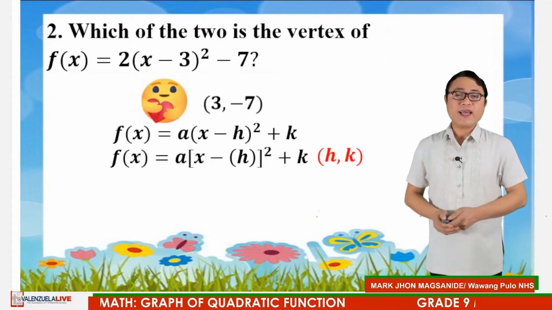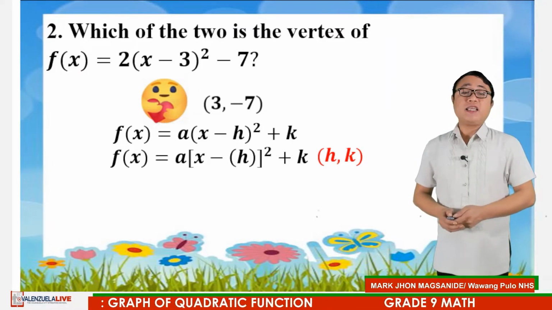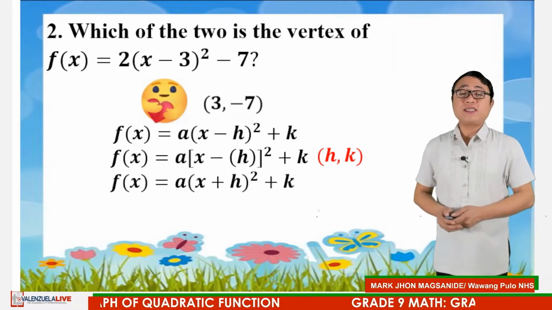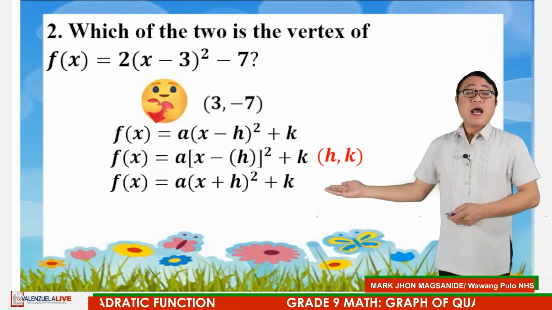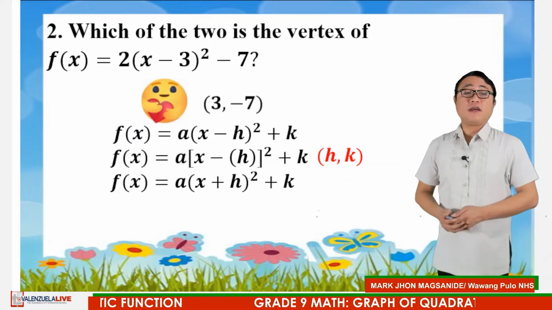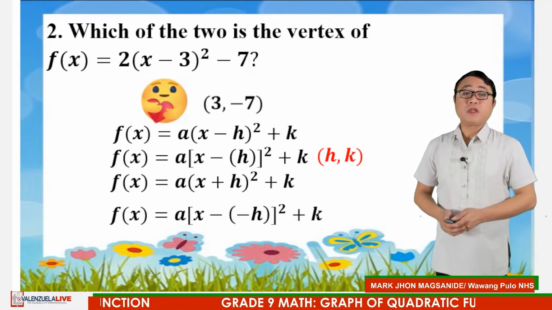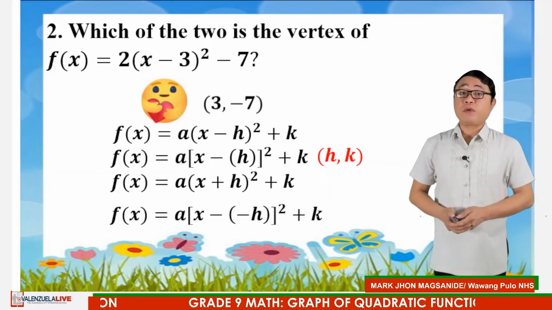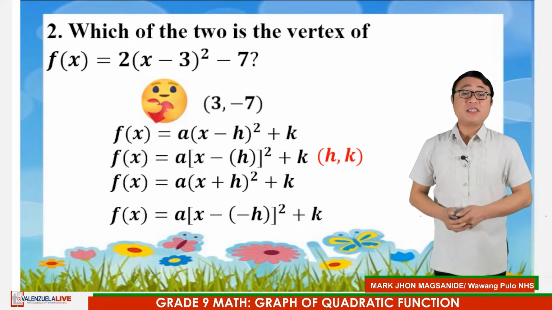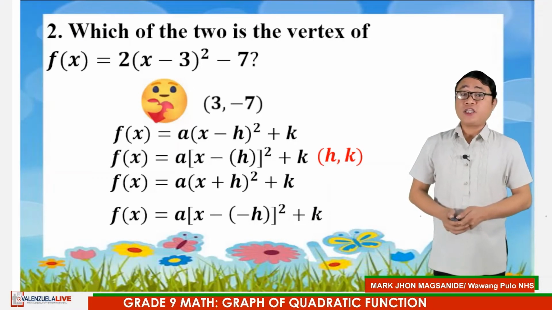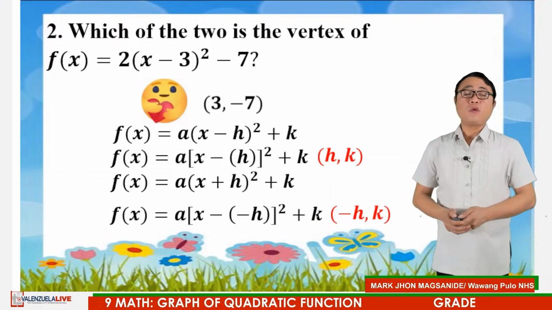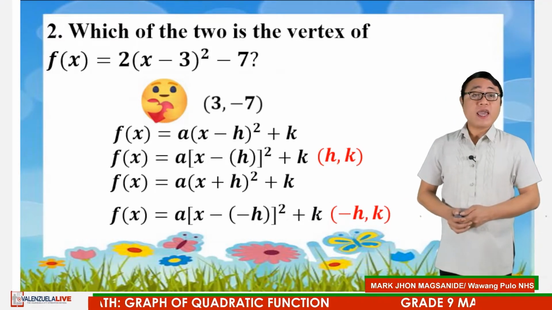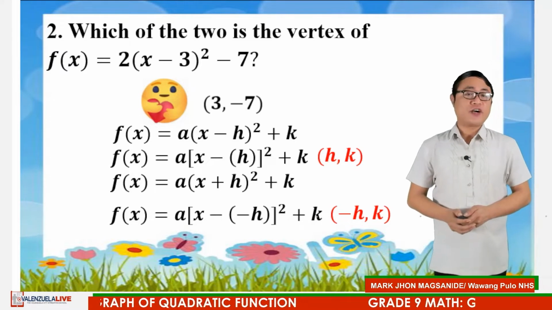On the other hand, if the binomial in the quadratic term is expressed as a sum, like in this illustration, x + h, the binomial term can be re-expressed as x - (-h). Hence, h here is negative. We have here (-h, k) for the vertex.